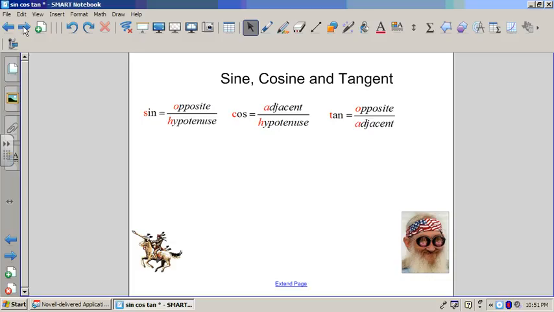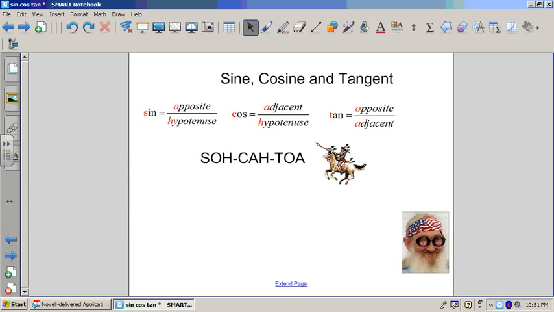We have a couple of mnemonics that we have used in order to help people remember which function is which, the sine, the cosine, and the tangent. One of the most familiar that we have is SOHCAHTOA. Notice that the sine is the opposite over the hypotenuse. The cosine is the adjacent over the hypotenuse. And the tangent is the opposite over the adjacent. SOHCAHTOA, an old Indian word meaning trigonometry.